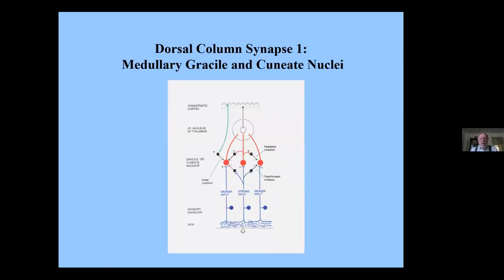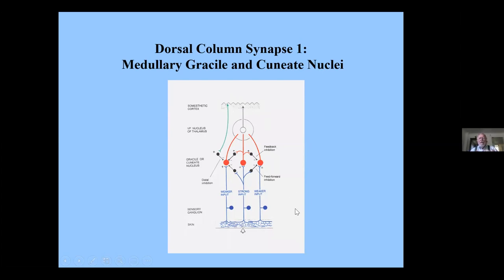And then what they basically do is there is a synapse of either a fasciculus gracilis or a fasciculus cuneatus neuron. So right here is a gracile or cuneate nucleus. And what they're eventually going to do is go up to the VPL thalamus. And then they're going to go up to the postcentral gyrus of somatosensory cortex.